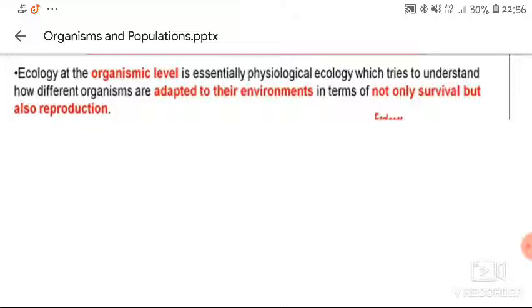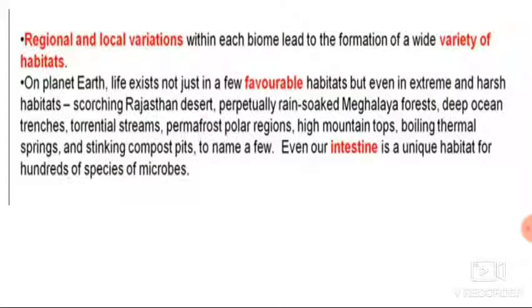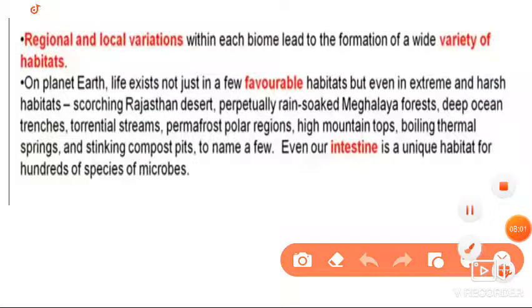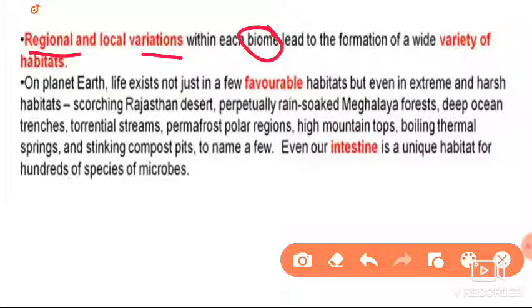Next slide: some regional and local variations within each biome. In each biome, regional and local variations can occur, and those lead to the formation of a variety of habitats. In a biome there is not a single habitat. Local and regional variations can lead to the formation of different habitats in biomes.